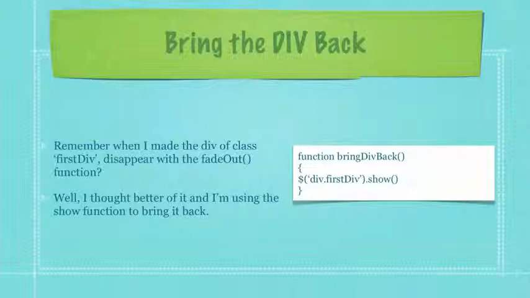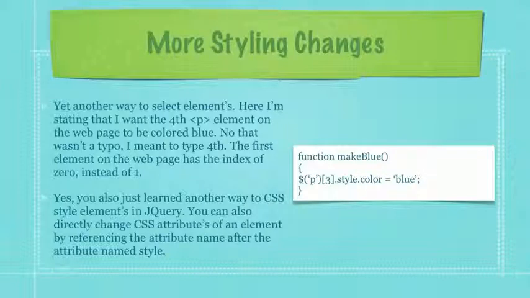Remember when I made the div of class firstDiv disappear with the fade out function? Well, I thought better of it, and I'm using the show function in this circumstance to bring it back on the screen. Here I'm stating that I want the fourth paragraph element on the web page to be colored blue.